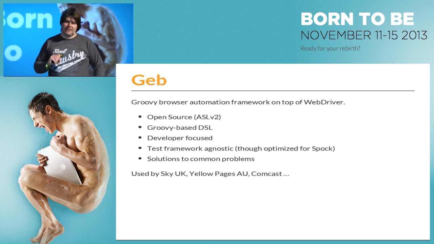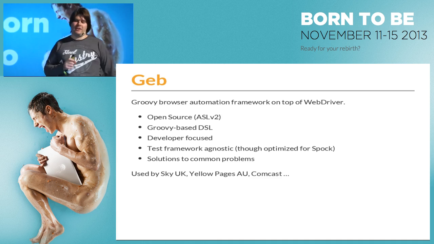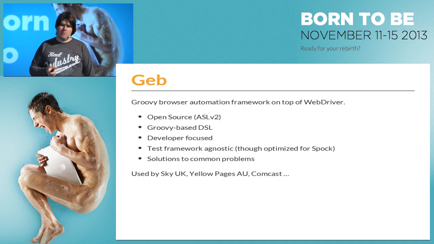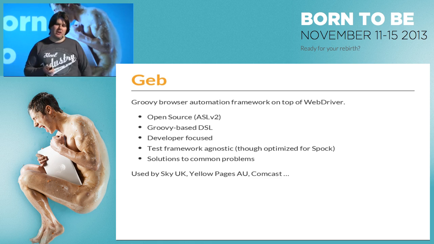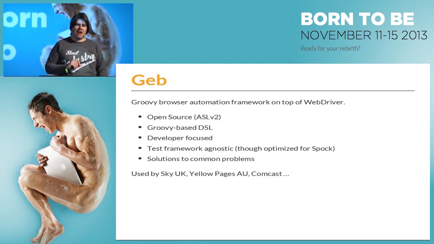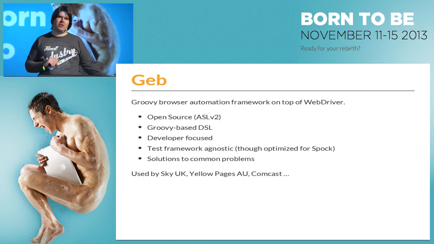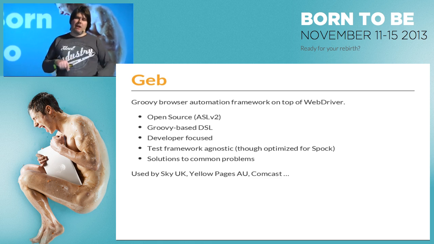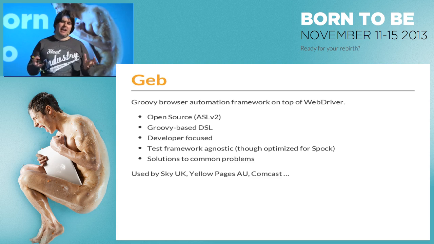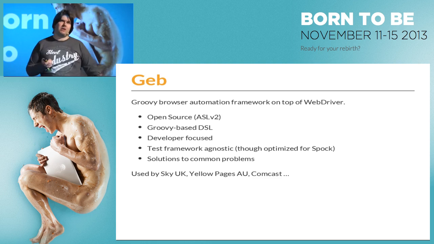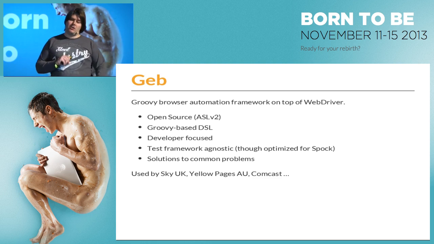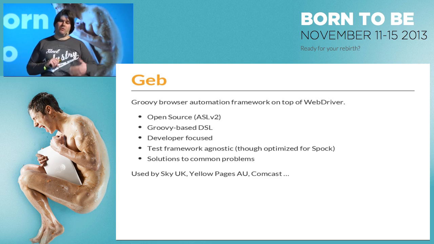Okay, with that, let's get to our third ingredient, which is Geb. So what is Geb? Geb is a Groovy browser automation framework that's built on top of WebDriver. So the heavy lifting of actually interacting with the browser is done by WebDriver, and Geb provides a really nice API and full stack solution on top of WebDriver. It's also open source, also Apache license. Also, if you write a Geb test, you write it in Groovy.